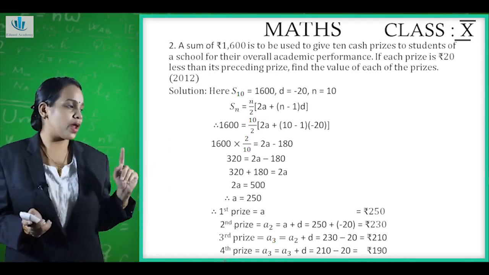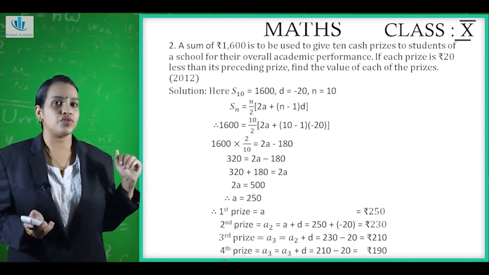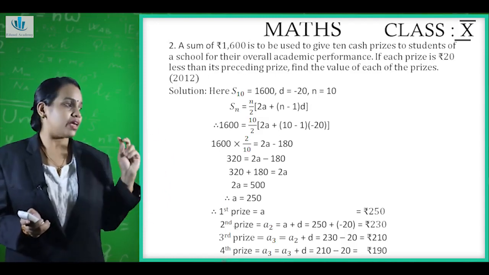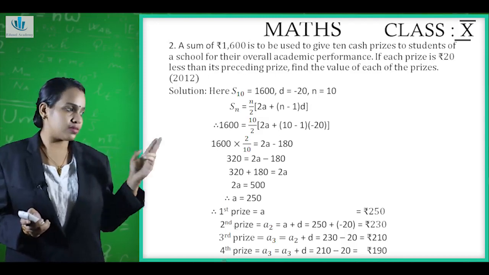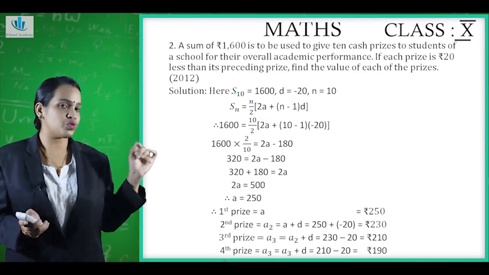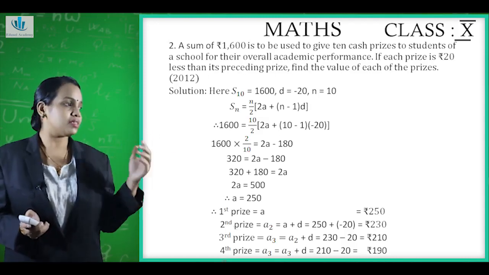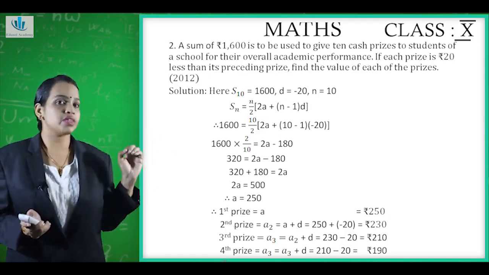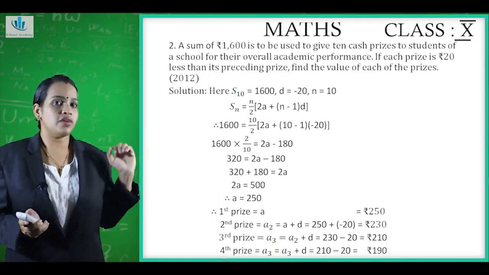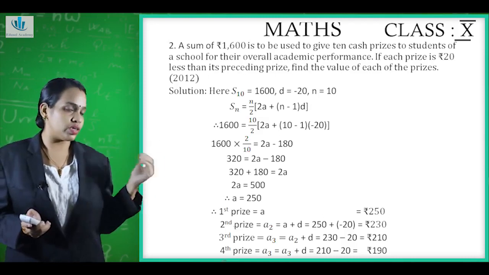So our first prize is A. Now we have got the value of A, it is equal to 250. The second prize is A2, that is A plus D. Now we will put the value over here. 250 plus minus 20, which is equal to 230. Now the third prize is A3. So it becomes A2 plus D, which is equal to 230 minus 20, which is equal to 210.